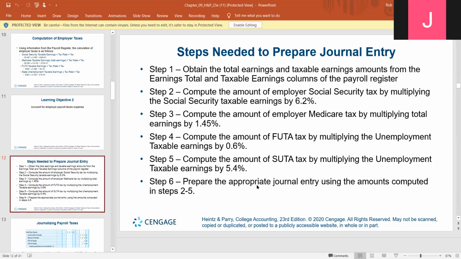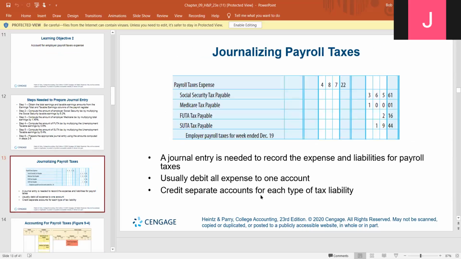Well, they're making this look a lot more complicated than it really is. Basically, what they're saying is go to your payroll register and get the information, figure out the Social Security, the Medicare, the FUTA, and the SUTA. We know how to do that. The Social Security salaries come right from the payroll register, as do the Medicare salaries. And the same thing is true of FUTA and SUTA. You just multiply them by the appropriate rates and add them up, and that is your payroll tax expense.